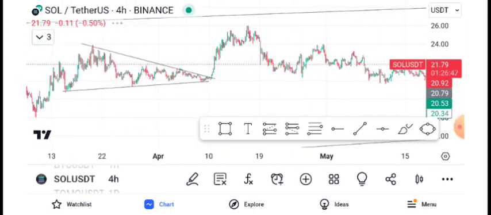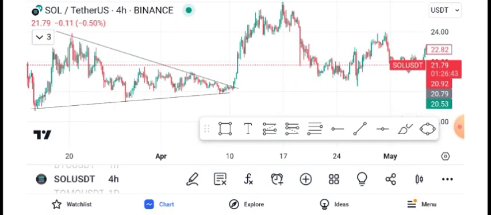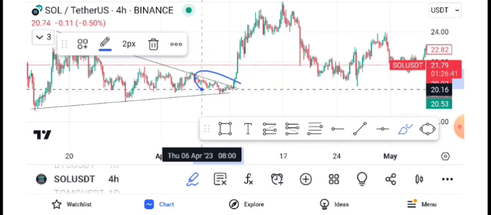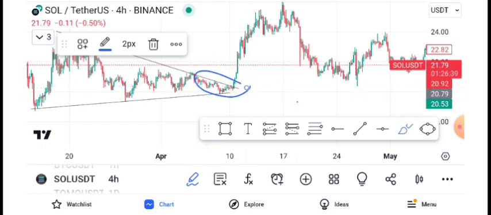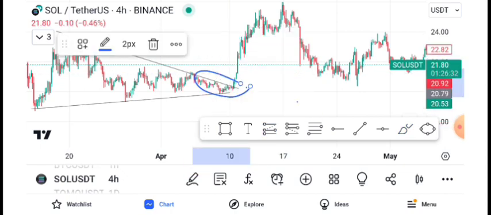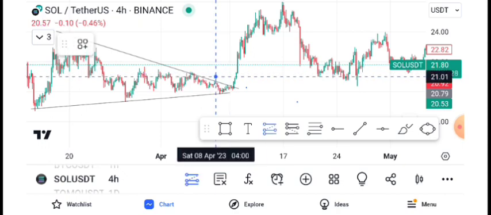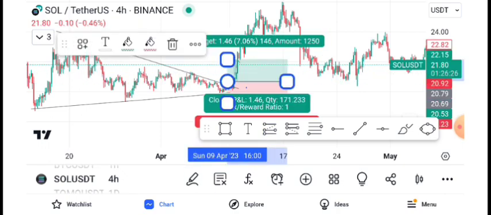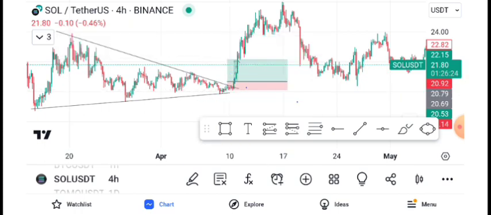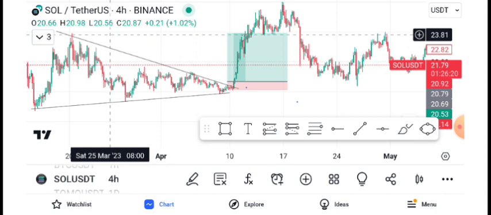Also Solana here, it forms these particular angles. I wait for this particular candle that breaks and closes. When it closes, what you will do, just open your long position, put your stop loss at half of the angles like this. Take profit at the previous high like this. This is our previous high.